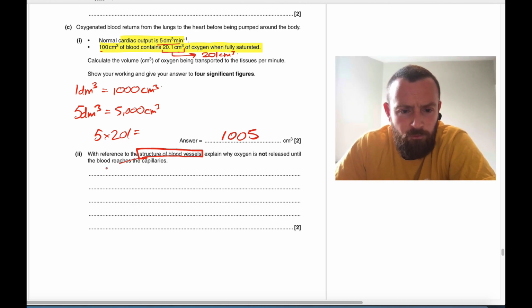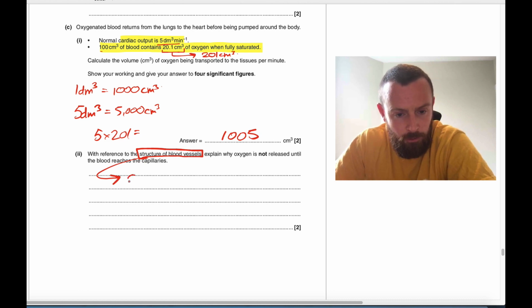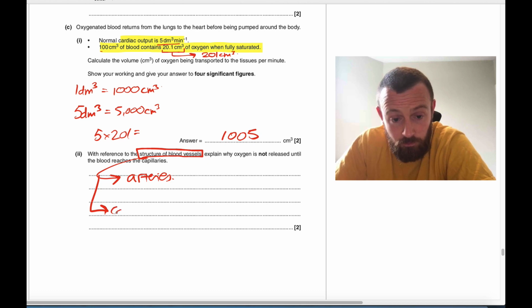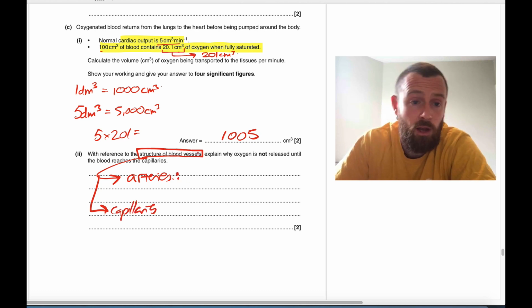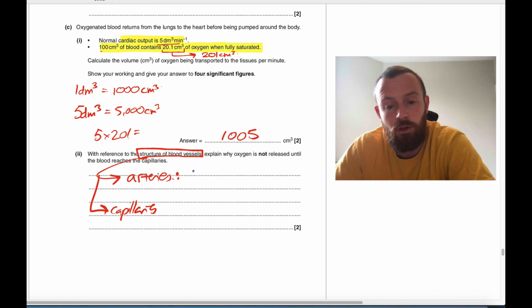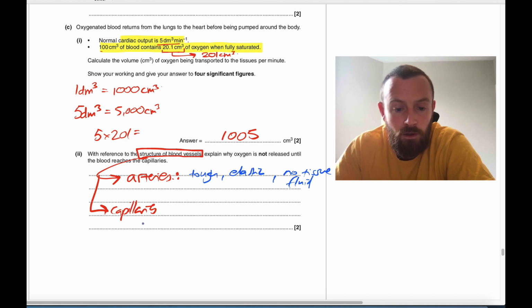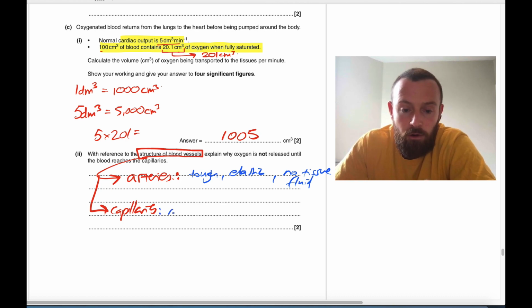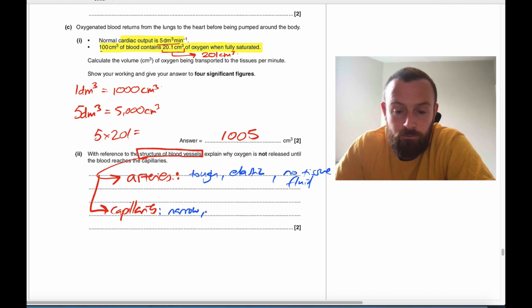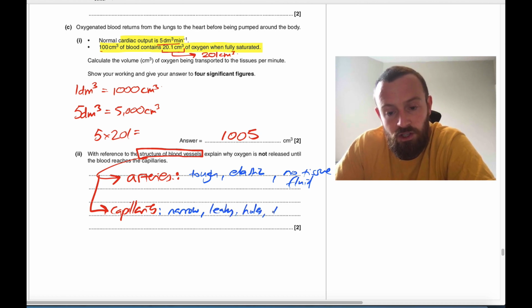Well, before you get to the capillaries, you've got the arteries, and then you get the capillaries. We need to talk about structure. I'm not really sure if this is going to work, but let's give it a go. So arteries are tough, elastic, and there's no tissue fluid formation. I think that might be important. Capillaries: narrow, leaky, holes, tissue fluid.